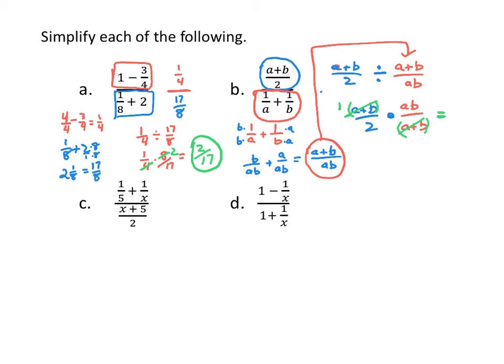And remember, when you cancel those out, they turn into 1s. So it's 1 times ab, which is ab. And 2 times 1, which is 2. Our final answer on that one is ab over 2.